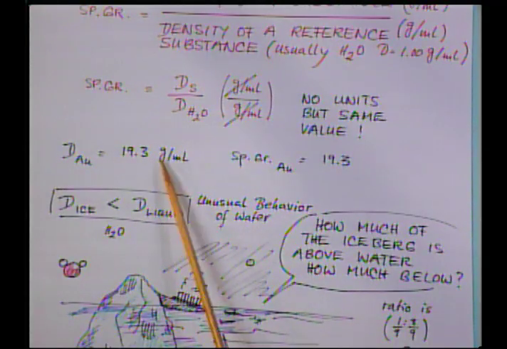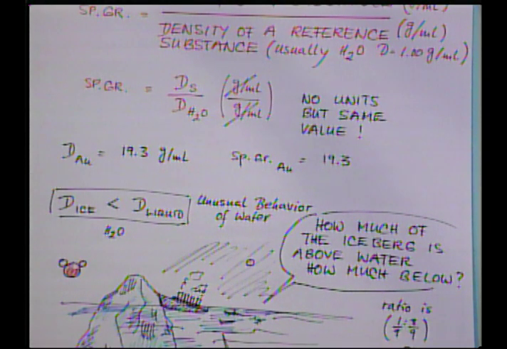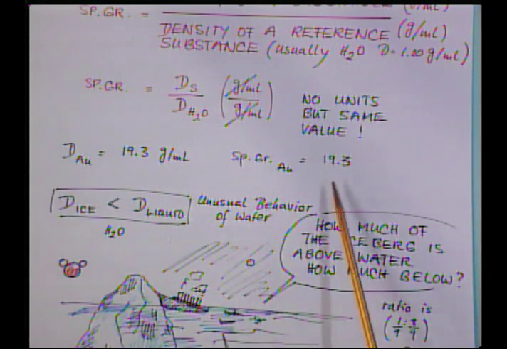So the density of gold is 19.3 grams per milliliter. What is its specific gravity? Well, very easy. 19.3 grams per milliliter over 1 gram per milliliter gives us 19.3. So you see it has no units.